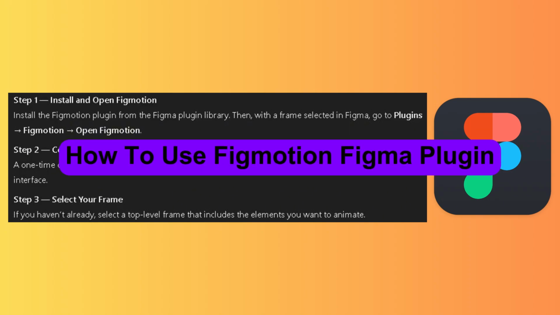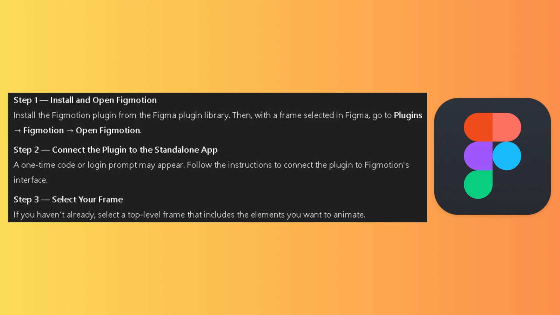In this video, you will learn how to use Figmotion Figma plugin. Install and open Figmotion. Install the Figmotion plugin from the Figma plugin library. Then, with the frame selected in Figma, go to Plugins, Figmotion, then open Figmotion.